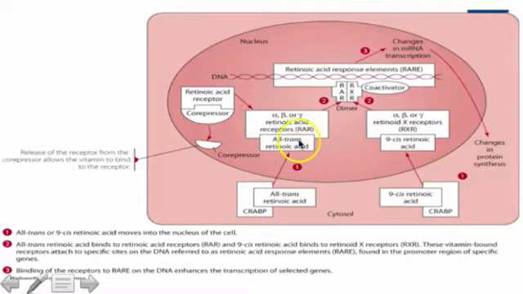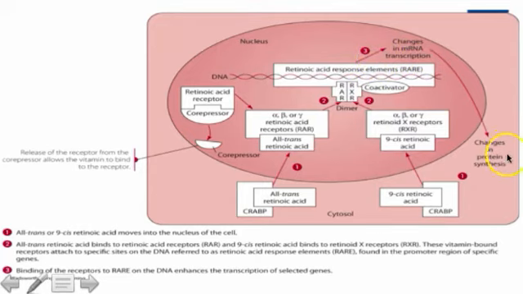The all-trans will bind to the RAR, the 9-cis will bind to the RXR, and these two vitamin A receptors form what's called a dimer. A dimer is a combination of two different receptors bound together. We see the dimer here, and the dimer is also attached to this response element, the retinoic acid response element, or RARE.